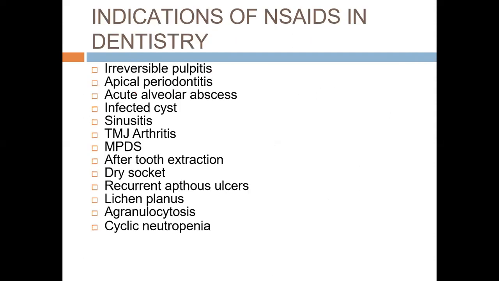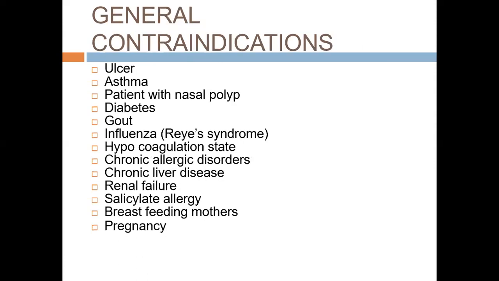And the patients who have dental problems, you can also give them this if they have irreversible pulpitis, apical periodontitis, acute alveolar abscess, infected cyst, sinusitis, arthritis, tooth extraction, dry socket, recurrent abscess, ulcers, and recent platelets and chronic sinusitis, and cyclic neutropenia are the type of patients who use this one.